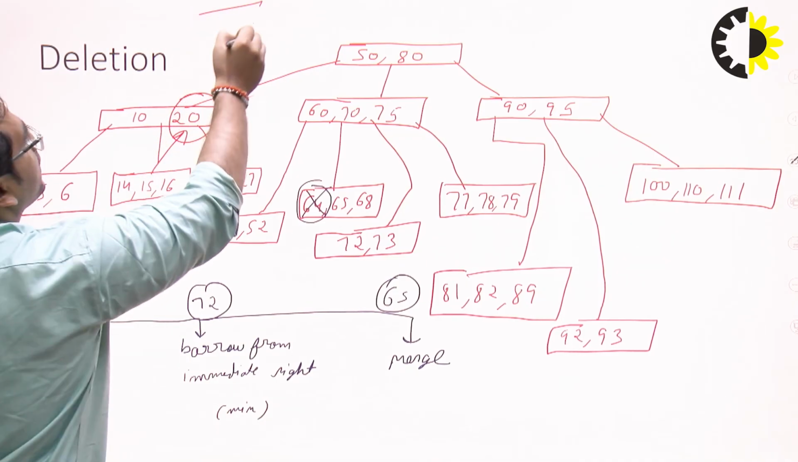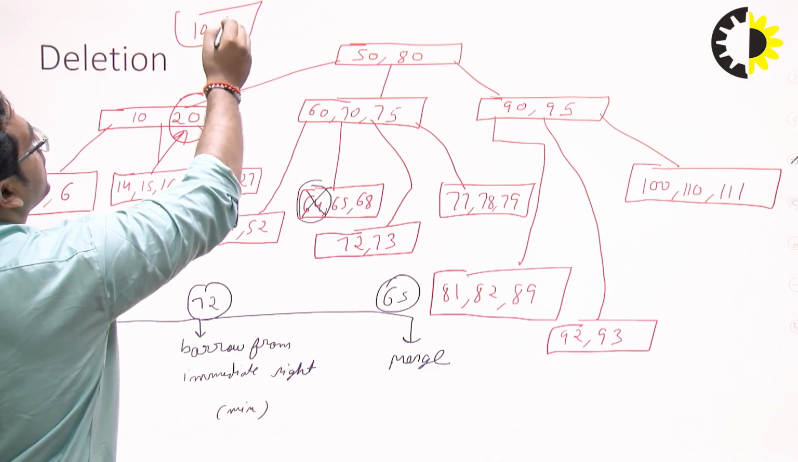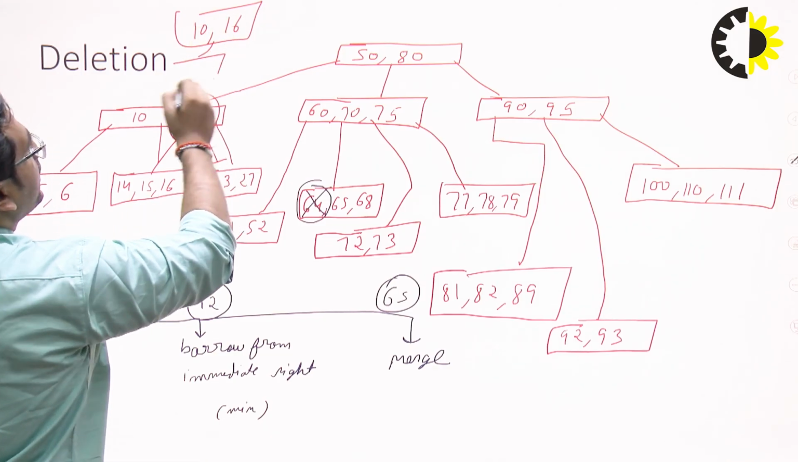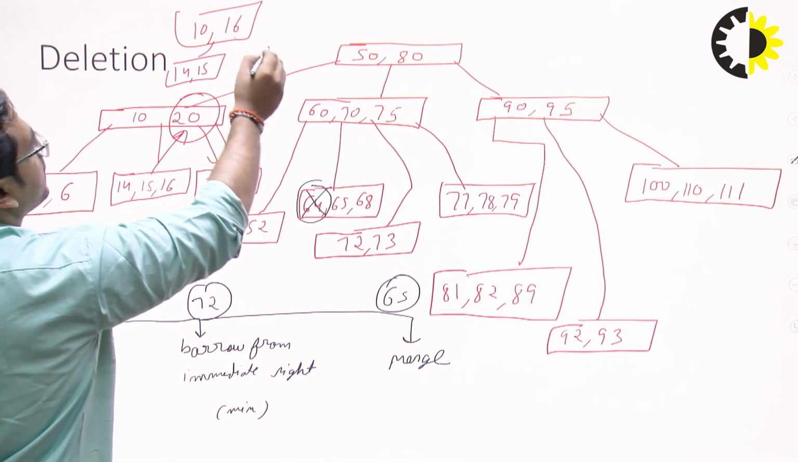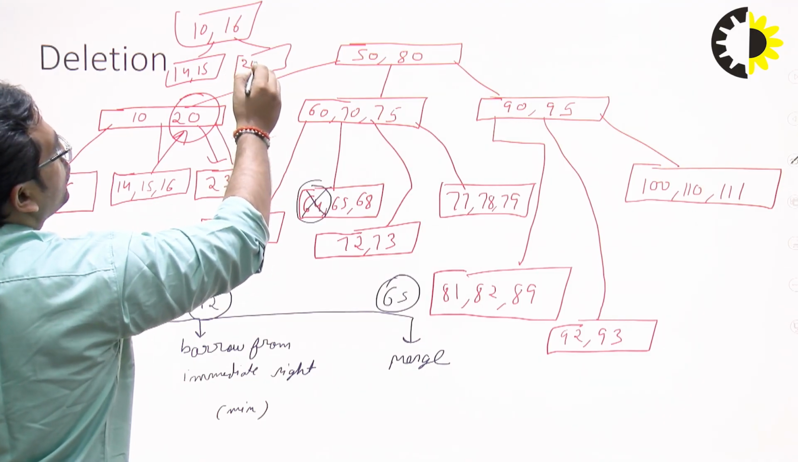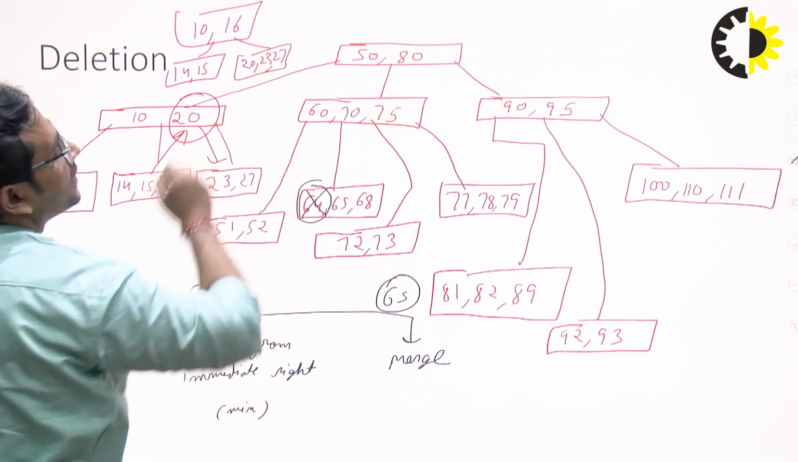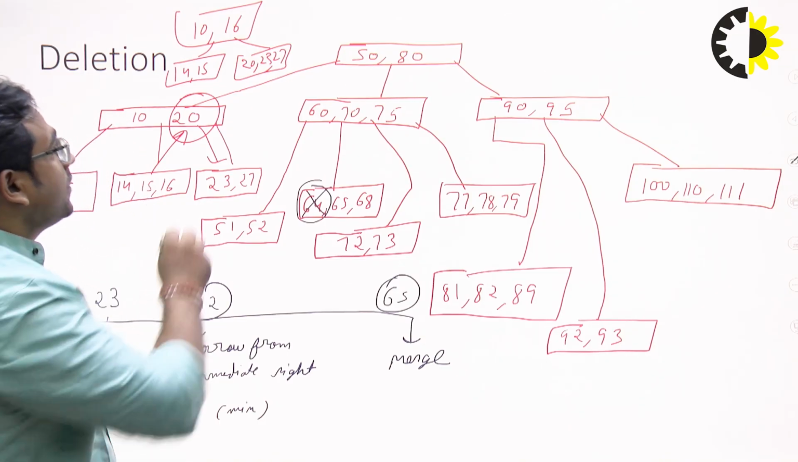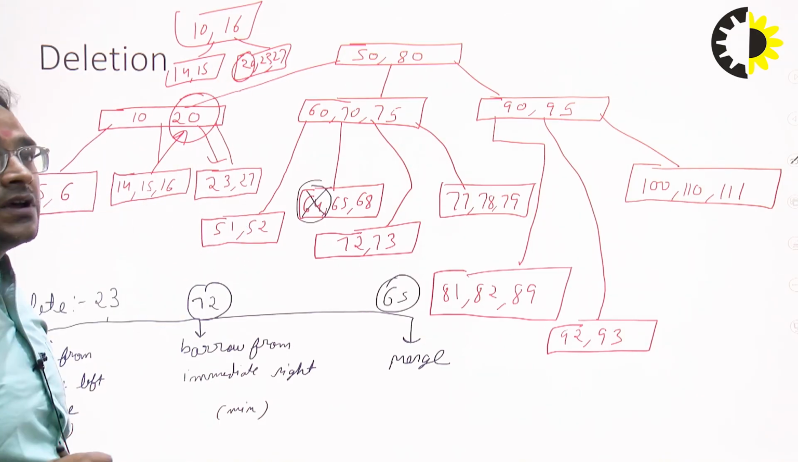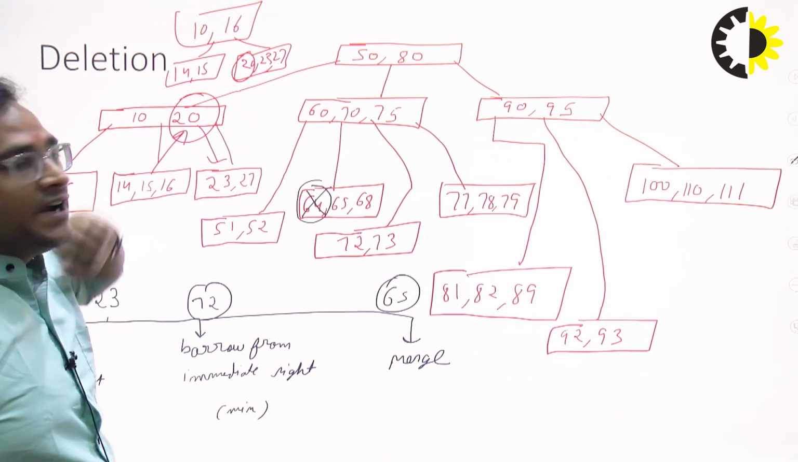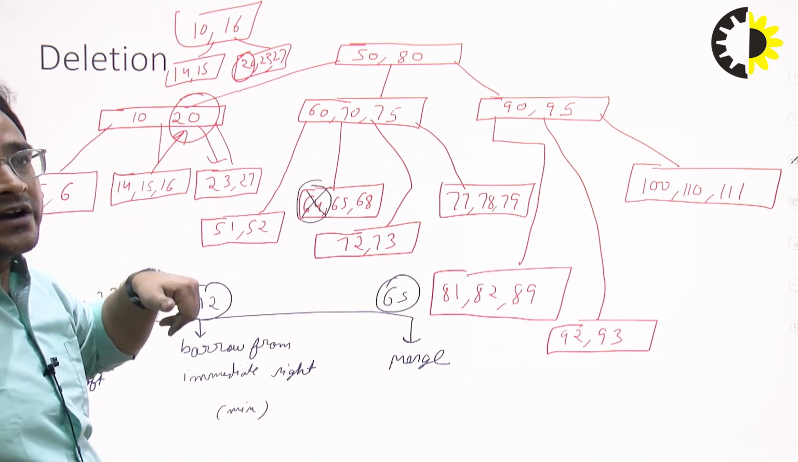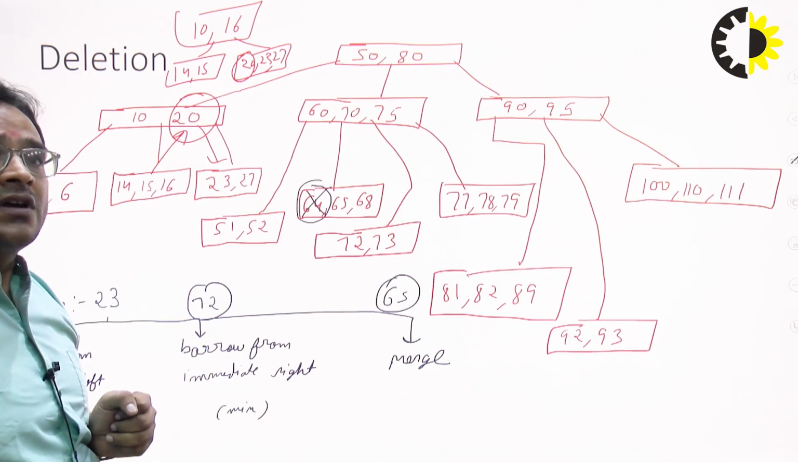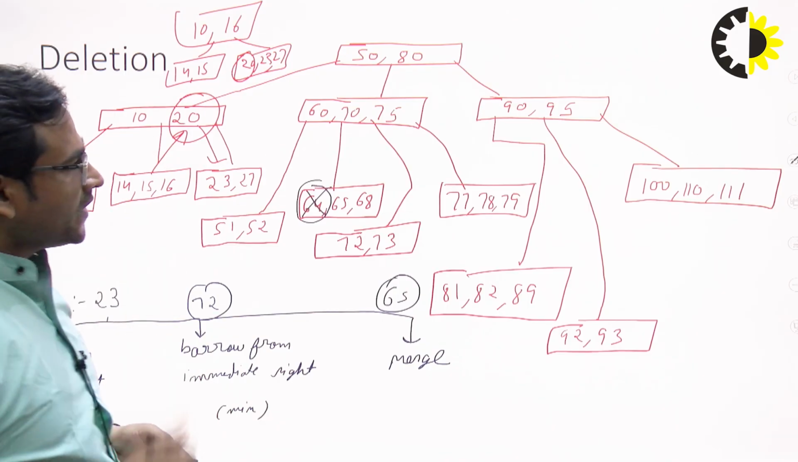So what is happening here? 10 and 16, and here is 14, 15, and here 20, 23, 27. Got my point? And you want to delete 20. 20 is now becoming a leaf node. So when you want to delete this 20, you can simply delete it because it is going to the left node. Got my point?